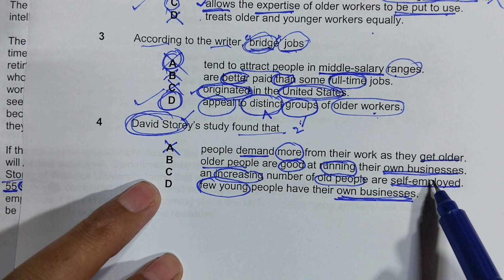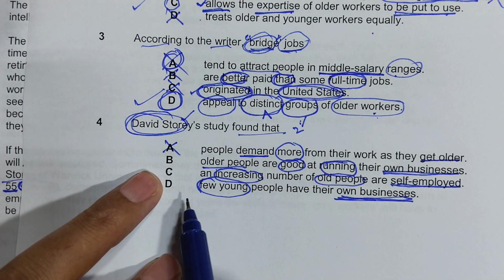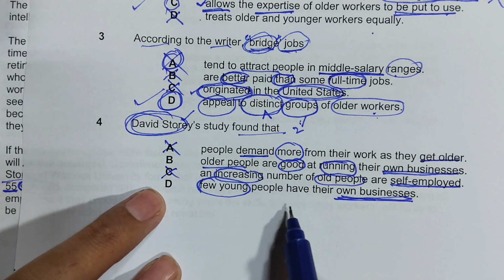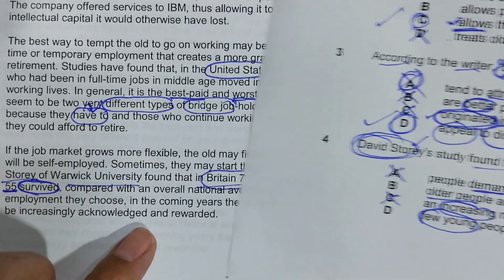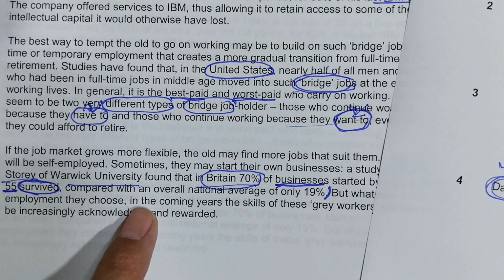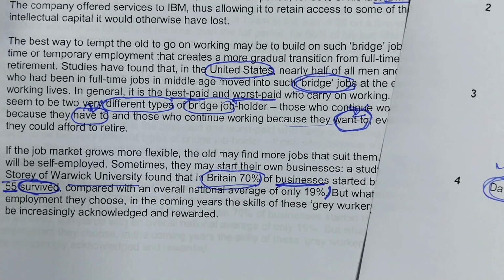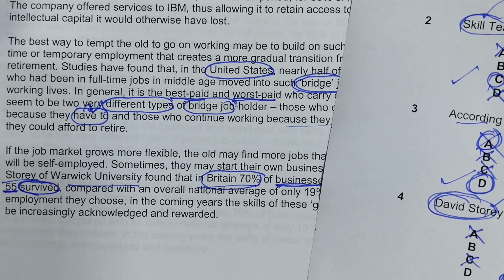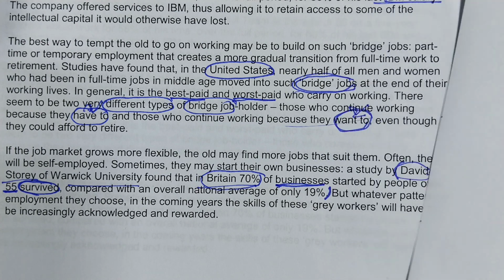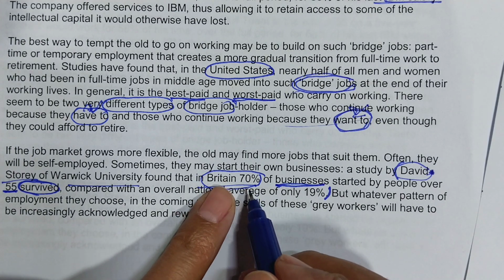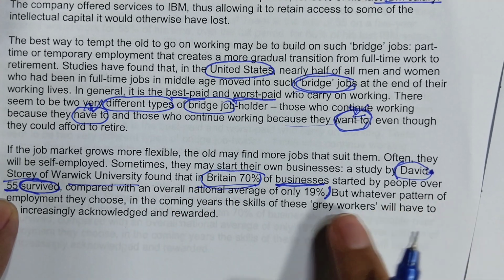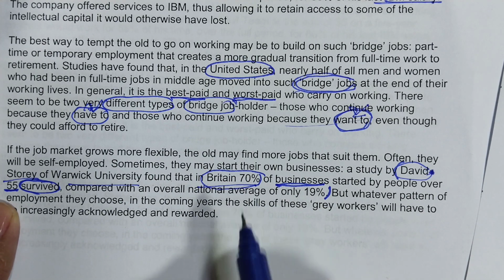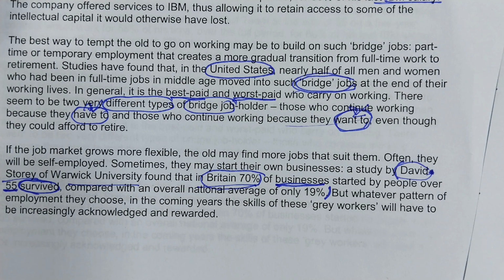Older people are good at running their own businesses. Yes, somehow I'm feeling that this is good. An increasing number of older people are self-employed. No, they're not talking about self-employed. Few young people have their own businesses. There is little information, as they're saying an overall national average of only 19%. Some people will think D might be the option because they say few young people have their own business, but they're not talking about young people or their own business. They're saying 70% of businesses are started by the old people who survived, against the national average of 19% in Britain.